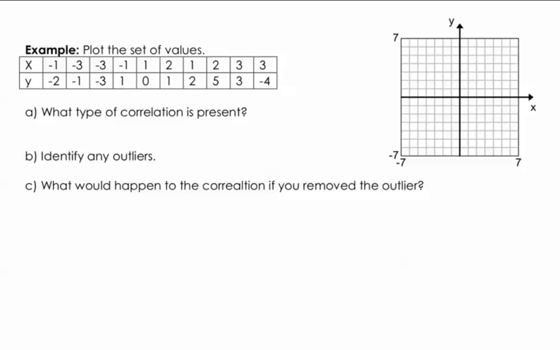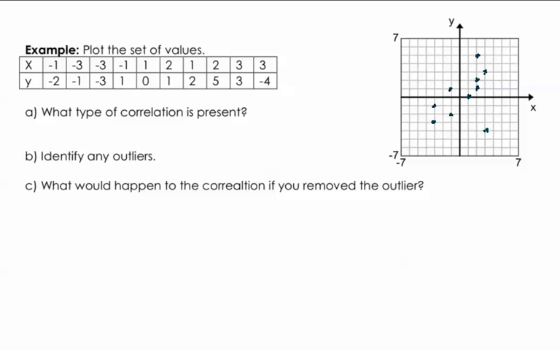So if we look at this example, we're going to plot the set of values. We've got all of these ordered pairs here in our XY chart. I'm going to go ahead and graph these, so you go ahead and do the same. Go ahead and pause the video a second. Make sure that you're plotting all of these points. You should have 10 total points.